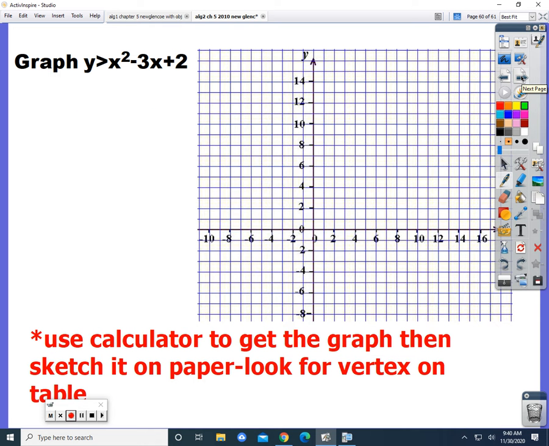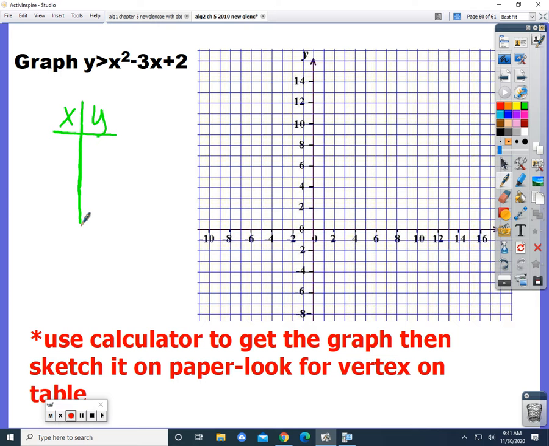So here's what we're going to start with. Graph y is greater than x squared minus 3x plus 2. Look down here, I've asked you to use your graphing calculator, and I want you to get the graph, and you can also go to the table and it'll help you find the vertex. So let's go ahead and just do a little table, and we're going to come back and fill in, because all we really need is 3 points if one of them's the vertex.